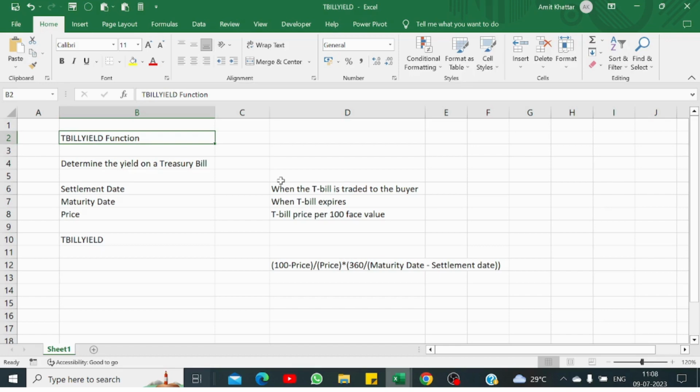Settlement date is the date when the T-bill is being traded to the buyer. Maturity date is when the T-bill expires. And the price is the price of the T-bill with respect to the 100 face value.